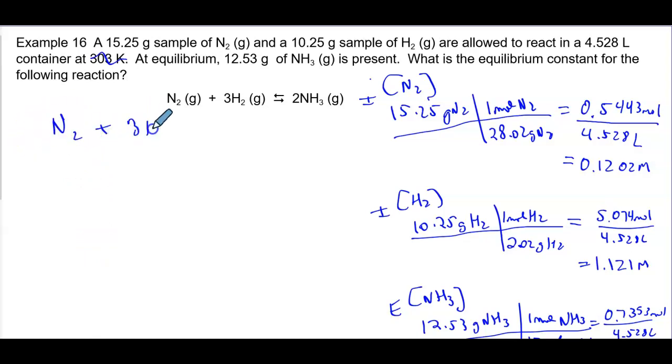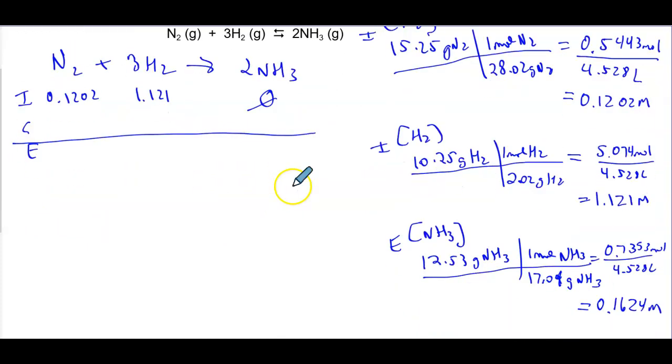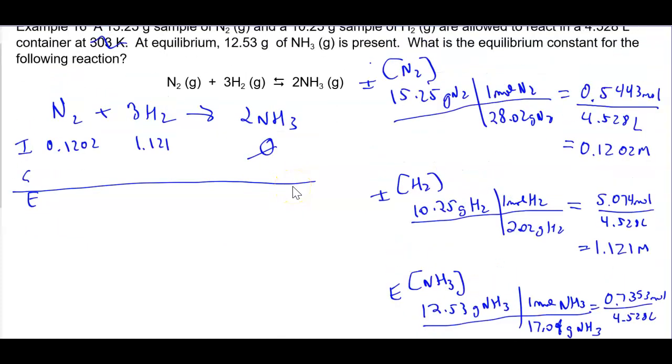N2 plus 3 H2s goes to 2 NH3. We're going to do our ICE chart. We know this is 0.1202. This one is 1.121. And we don't know this initial amount. We do know its E amount, which was, I can't see it, so give me a second, 0.1624.